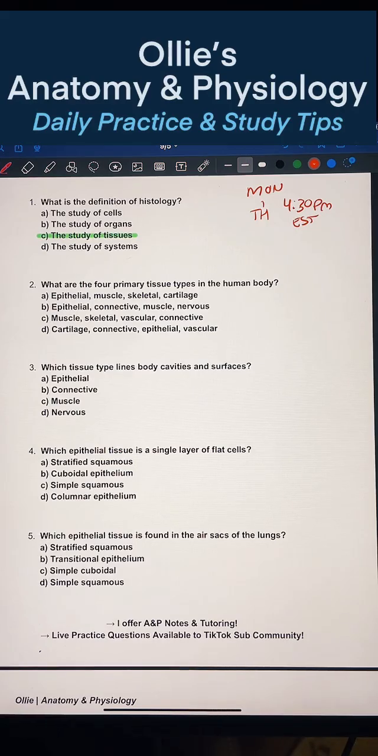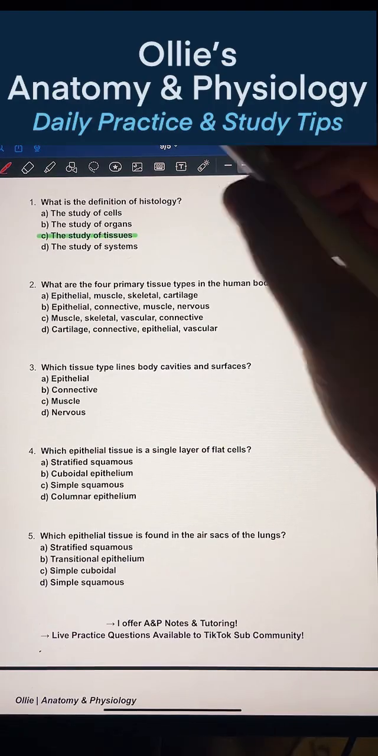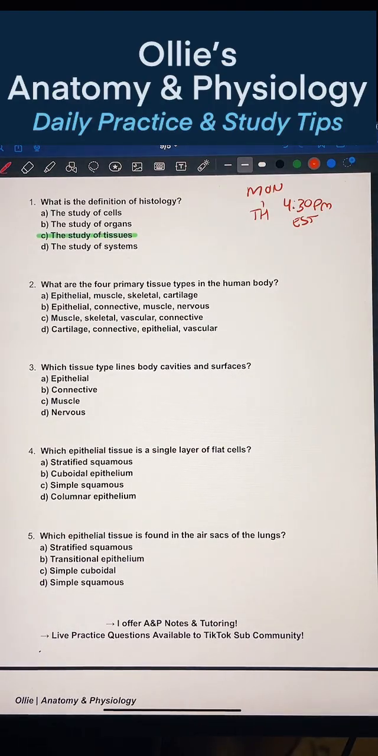Number two, what are the 4 primary tissue types in the human body? And I'll give you a fun way to remember this, as suggested by one of our viewers. Which one is this? A, B, C, or D?